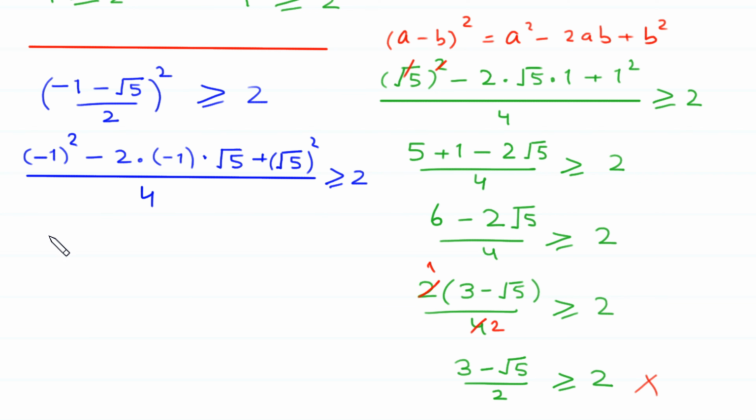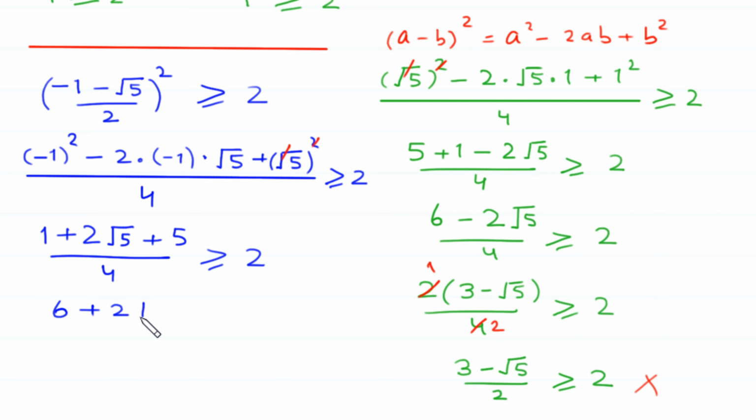Next, negative 1 square is equal to 1, and minus 2 times minus 1 is positive 2, and positive 2 times square root of 5, plus this square will be cancelled with this square root, and here is left 5 divided by 4, and this expression is greater than or equal to 2. Next, this 1 plus this 5, 6 plus 2 times square root of 5 divided by 4 is greater than or equal to 2.